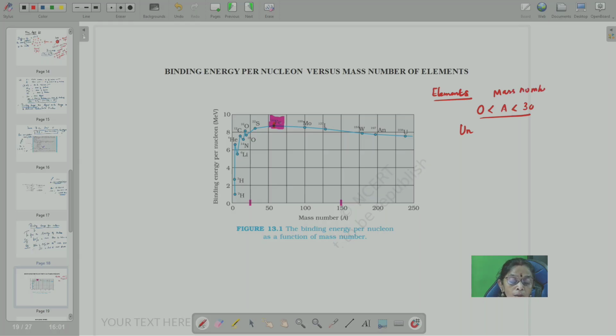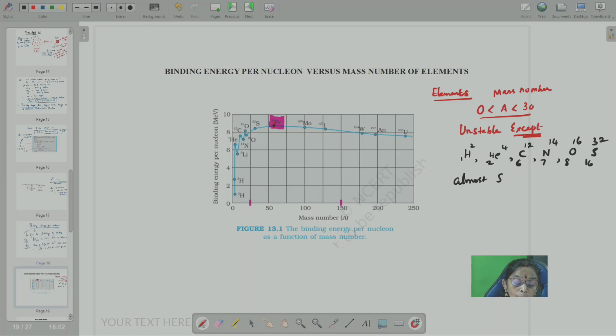Mass numbers between 0 and 30 are unstable, except a few recurrent peak elements. From the graph, you can find that except H-2, which is stable, H-3 is slightly stable, then lithium, hydrogen, helium, then carbon, nitrogen, then oxygen, sulfur, all these are almost stable.